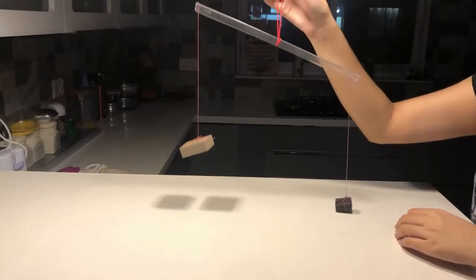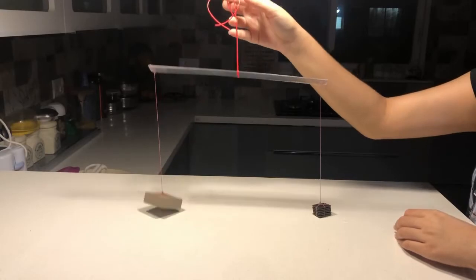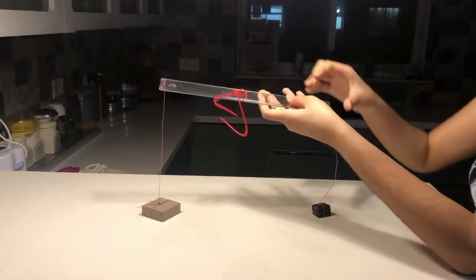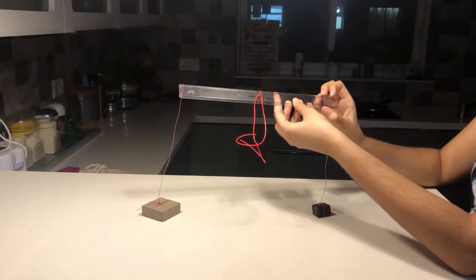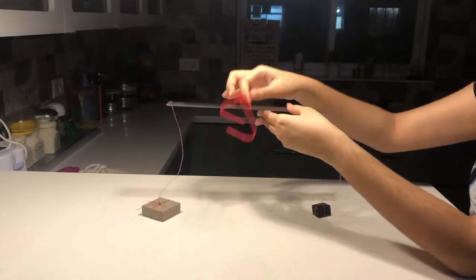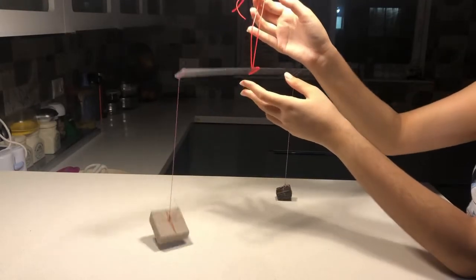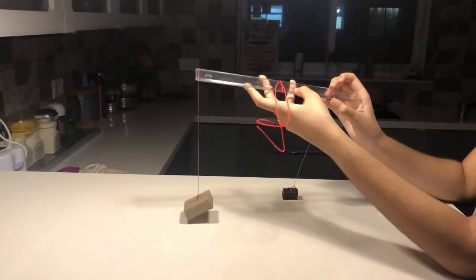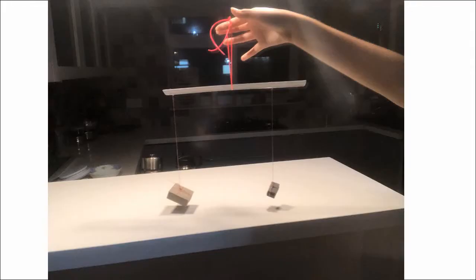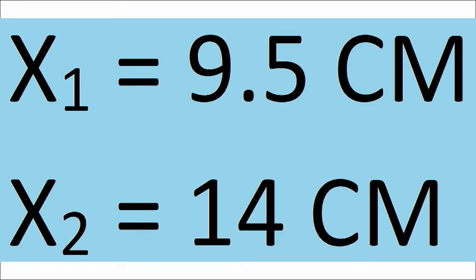The value of x1 is going to change when we calculate the values using the different liquids, but x2 always remains constant. As you can see here, the first object is heavier than the second object. So we are going to balance it by moving the first object closer towards the center of the scale. If an object is lighter, it can be moved outwards with respect to the center of the scale. At last, I received a balance, with my x1 measuring 9.5 centimeters and x2 measuring 14 centimeters.